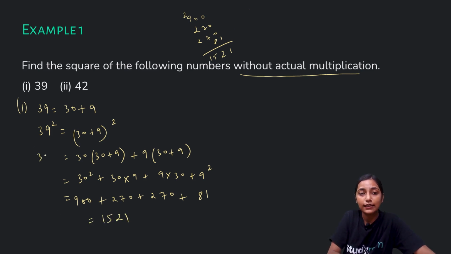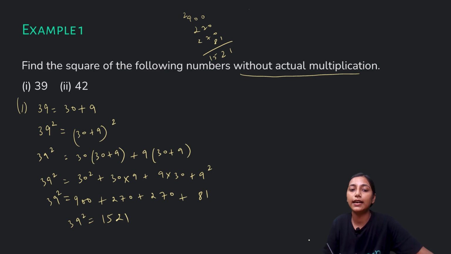1521. What is this? This is what we had to find. That is the square of 39. 39 square comes to be 1521. And how did we solve it? We found out the square of this number 39 without actual multiplication.